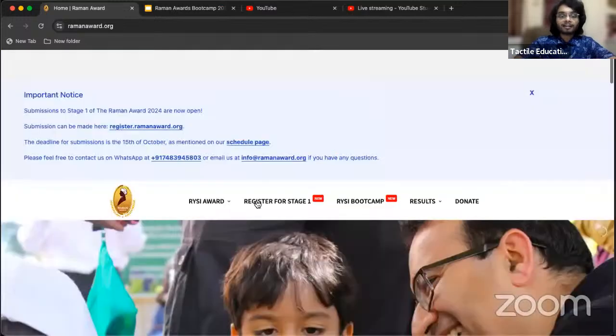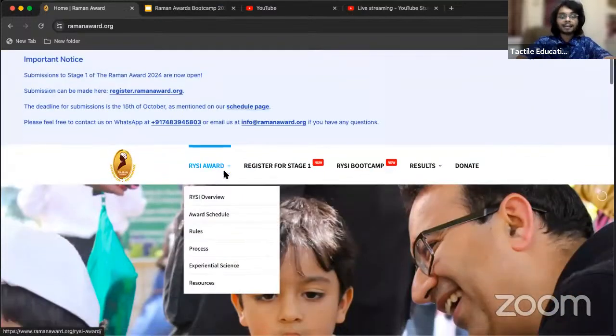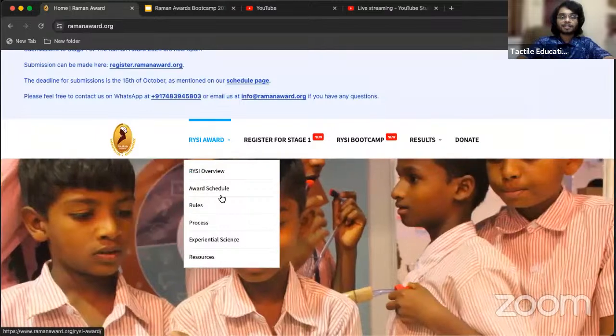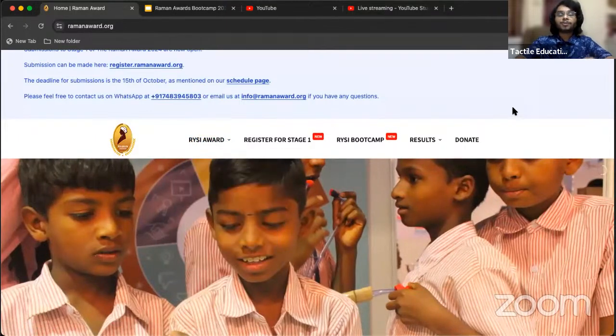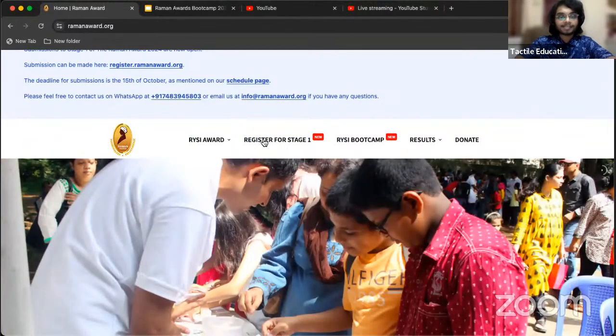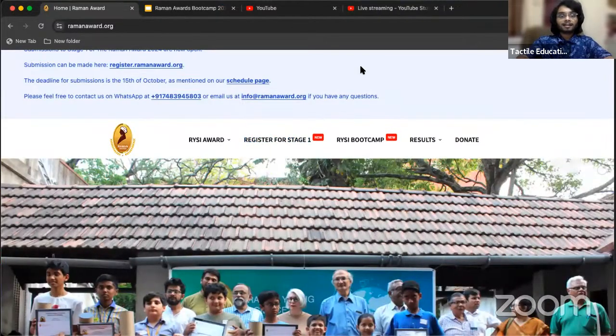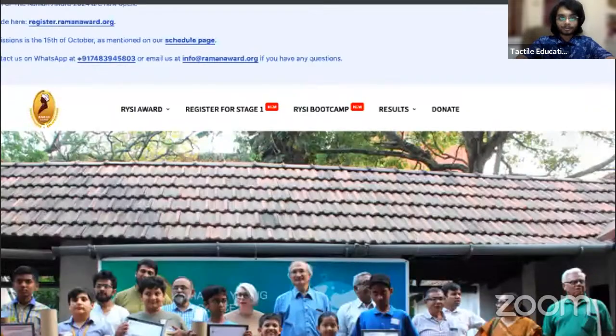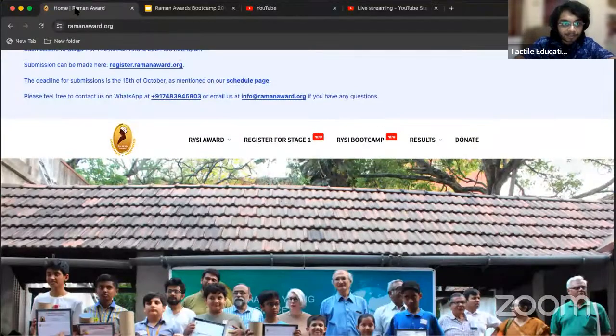If you want category specific information, that is also available in this drop down menu. So today's focus is on stage 1. And if you want to register for the contest, just click on this button that says register for stage 1. So what we're going to do now, just give me 1 second.